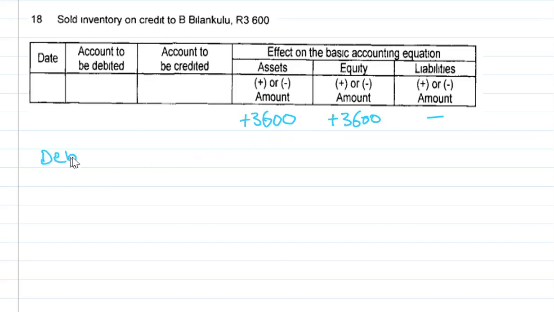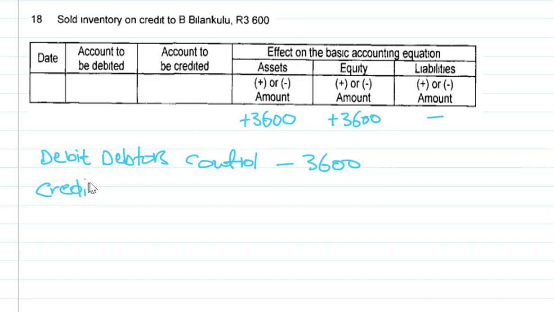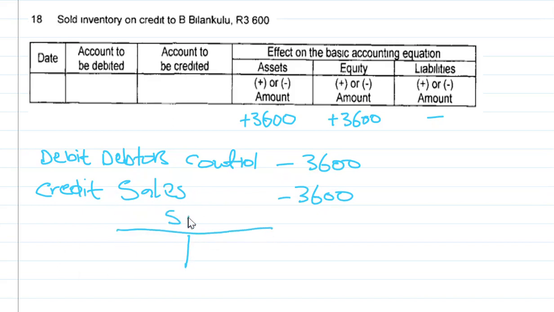Debit debtors control 3,600. This is an asset. Then credit sales by 3,600. At the same time, this is the equity section. If you were told to open up the account, you're gonna say sales, credit plus, then debit minus. So we're gonna have 3,600 on this side, 3,600.